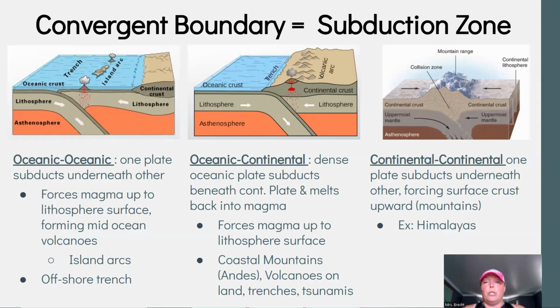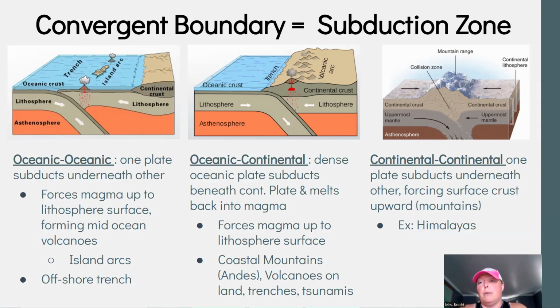The next one is the oceanic to the continental. That denser oceanic plate is going to subduct, like we talked about already. The plate's then going to melt and turn back into magma. That forces the magma up towards the surface, and that's what's created our coastal mountains, things like the Andes Mountains and volcanoes that occur on land. This can also cause tsunamis because as that plate subducts, it could create an earthquake, and tsunamis are an effect of an earthquake.